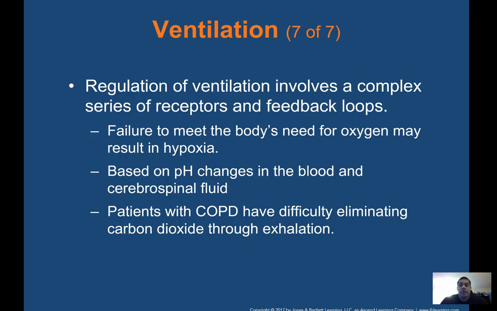Regulation of ventilation involves a complex series of receptors and feedback loops. Failure to meet the body's needs for oxygen may result in hypoxia, based on pH changes in the blood and cerebrospinal fluid. Patients with COPD have difficulty eliminating carbon dioxide through exhalation.